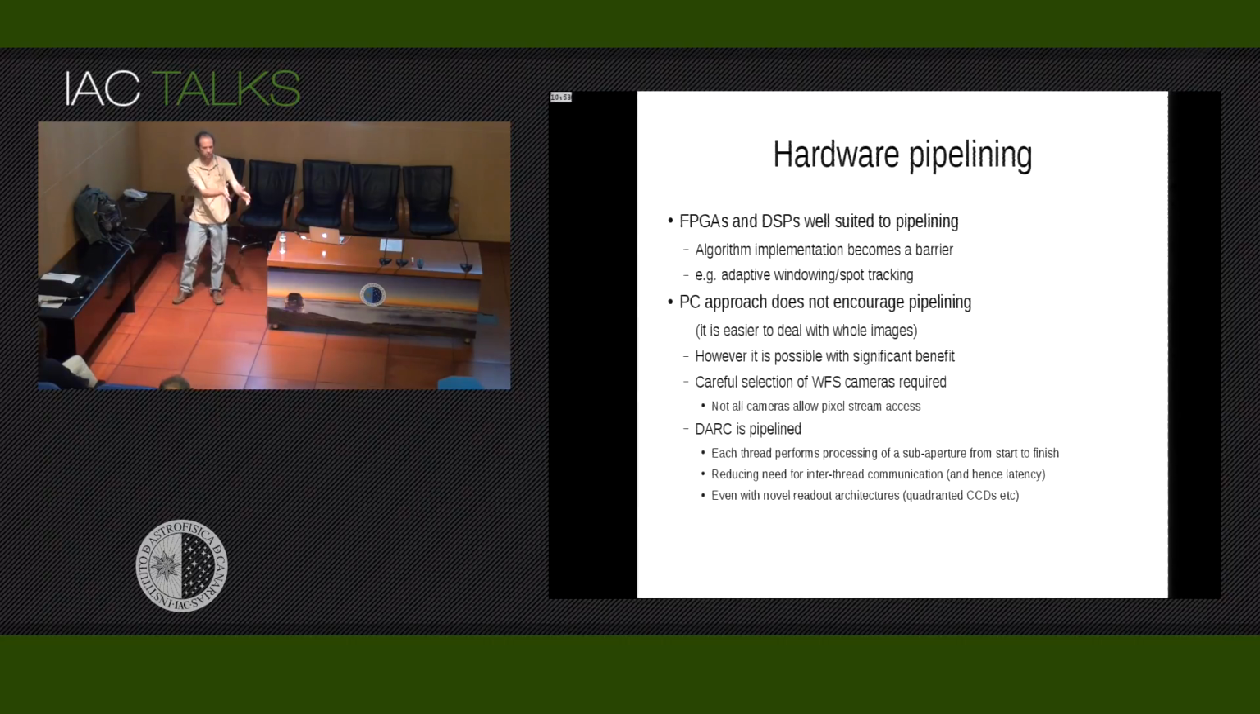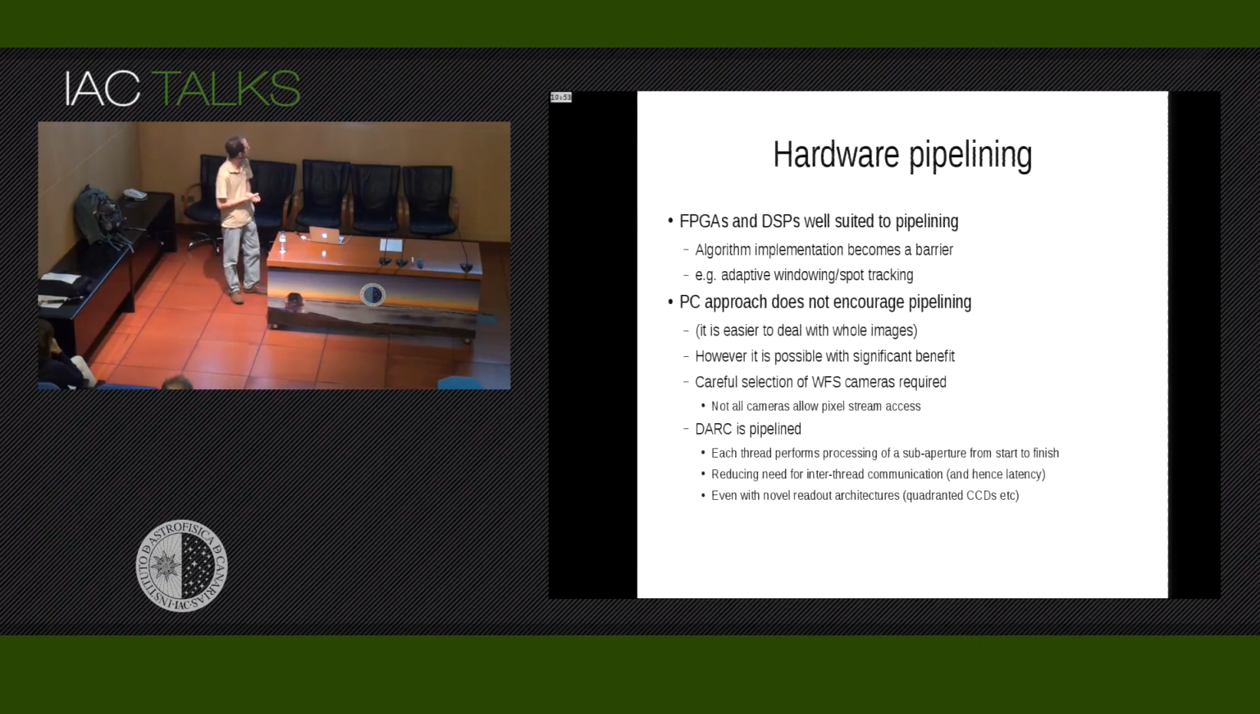If you did that, once one of these threads has finished its calibration, it has to talk to the threads doing the slope calculation. Then they have to block and talk to the threads doing the reconstruction. That way you've got lots of blocking points, which will add to your latency. So the way we do it in DARC isn't like that. One thread takes all its data from start to finish, and that allows us to reduce latency.